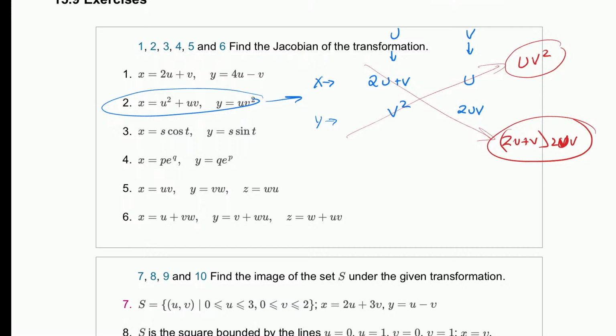And as long as you're consistent, you could switch the x and the y. You could switch the u and the v. I don't care how it works out. You'll get the same thing up to absolute value. So make it all positive, and you'll be fine. Okay, so let's move on. Hopefully you didn't have any trouble with those.